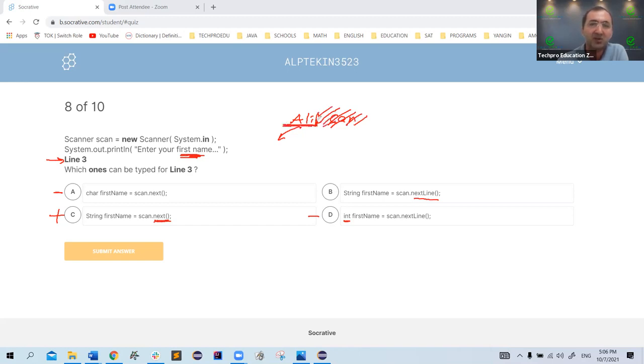When the user enters one word, nextLine reads everything that the user types. If the user types one word or many words, the nextLine method keeps all of them. So we suppose that the user types one name, one word, and the nextLine method keeps that word completely. So we can use this one also. Yes, it gets the whole line, Mr. Emre Aday. So we can use B and C.